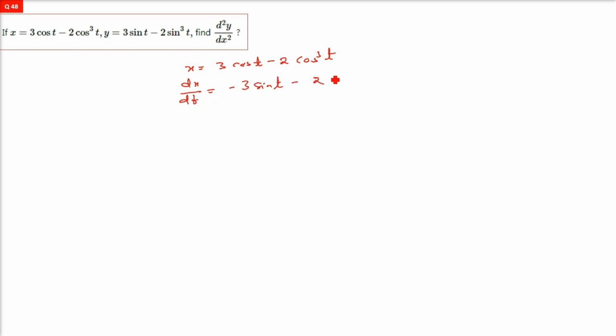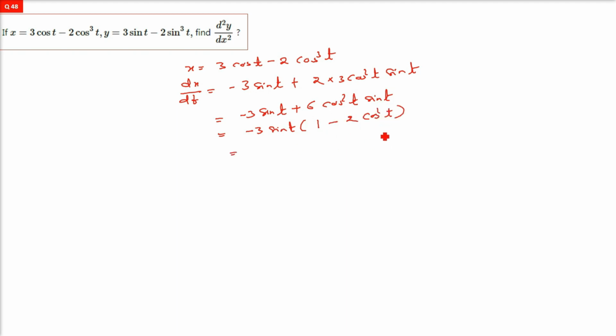3 cos t gives minus 3 sin t, minus 2 cos cube t will be 3 cos square t, and then cos t will be minus sin t. So I am making this plus. So dx by dt is: minus 3 sin t plus 6 cos square t sin t. I'm taking minus 3 sin t common because it is going to be used later on. Inside this you have 1 minus 2 cos square t. So this I'm just writing as cos 2t. Actually it is negative, but I'll first do the y part.